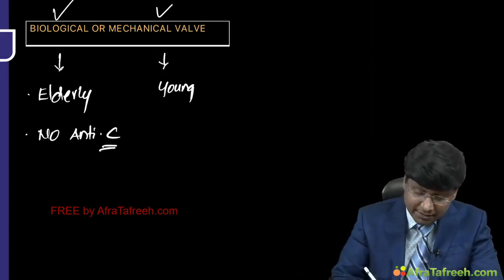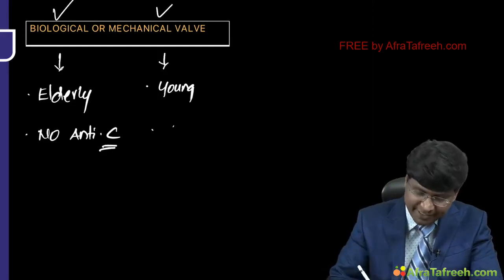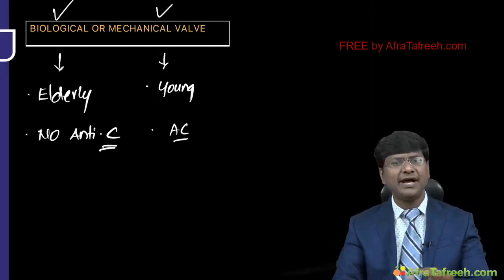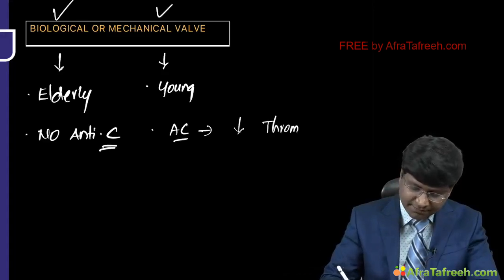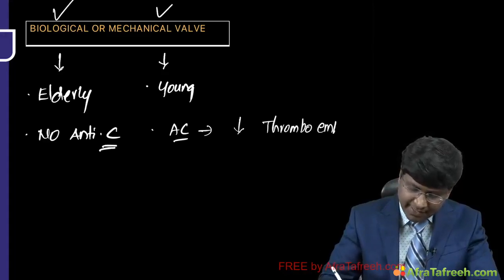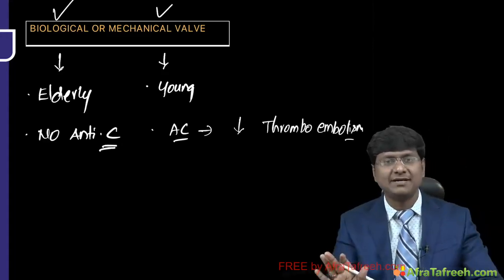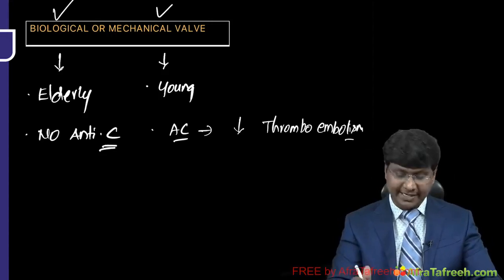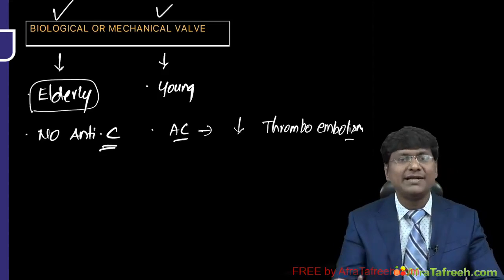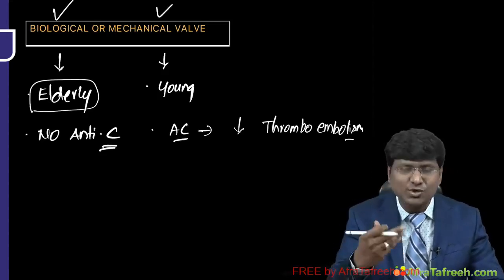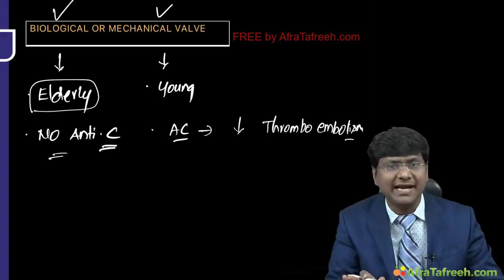Okay, but these patients who are on mechanical valves, they have to be placed on the anticoagulation. Why? Mainly to decrease the risk of the thromboembolism. And these young patients, they can tolerate the anticoagulation. So you place the mechanical valve and start the anticoagulation. But whereas elderly patients, they cannot tolerate the anticoagulation. There is risk of bleeding. That is the reason why you place the bioprosthetic valve and don't give any anticoagulation.